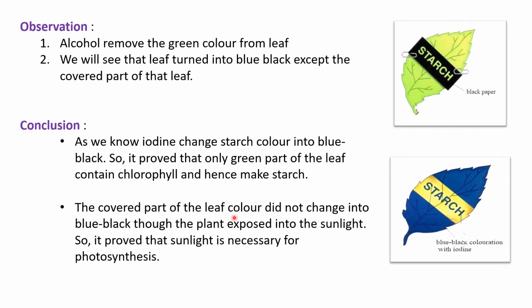The covered part of the leaf did not change into blue black, though the plant was exposed to sunlight. So it proved that sunlight is also necessary for photosynthesis. As we know, the part of that particular leaf we covered with black tape was also green in color, but as it did not get sunlight, that part did not turn blue black.